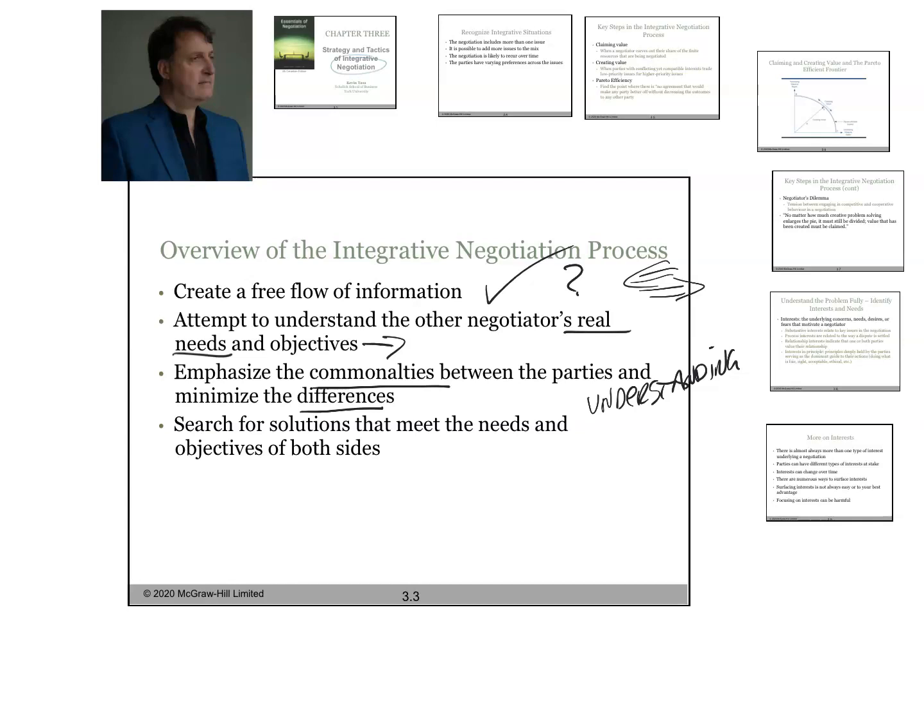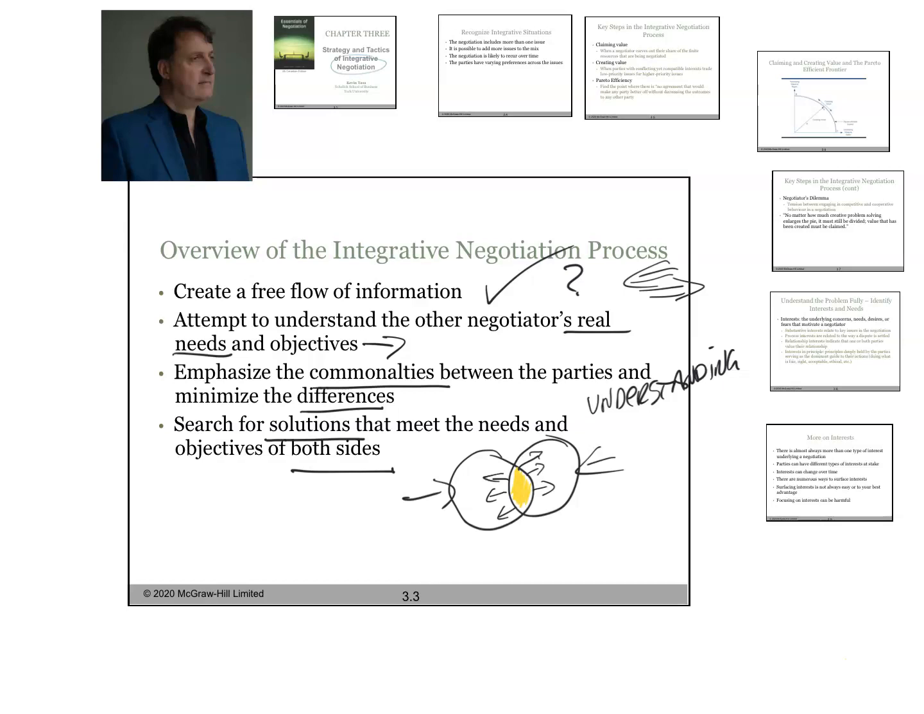And ultimately, we want to be able to search for solutions that meet the needs of both sides. We can create a little Venn diagram here just to give a sense of what we're talking about. Both sides have their own accountabilities, their own perceptions of things. In reality, there's often a lot more in common than we realize. And our job as negotiators, regardless of who the opponent is, is to see, can we expand this part? The part that is the common ground.